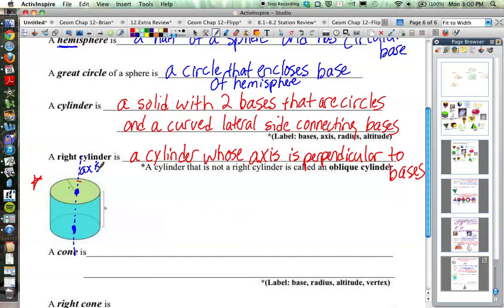And that axis, if it's a right cylinder, is going to be perpendicular to the base. So that axis that goes right through the center of each of those circles will be perpendicular to the base.